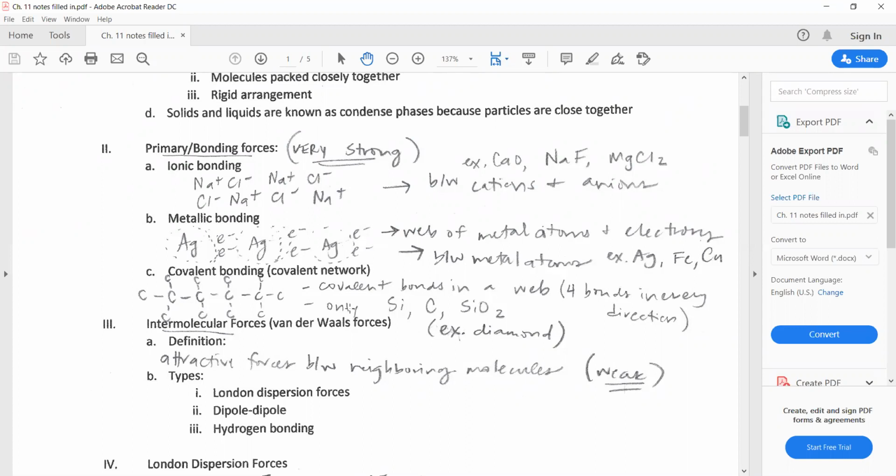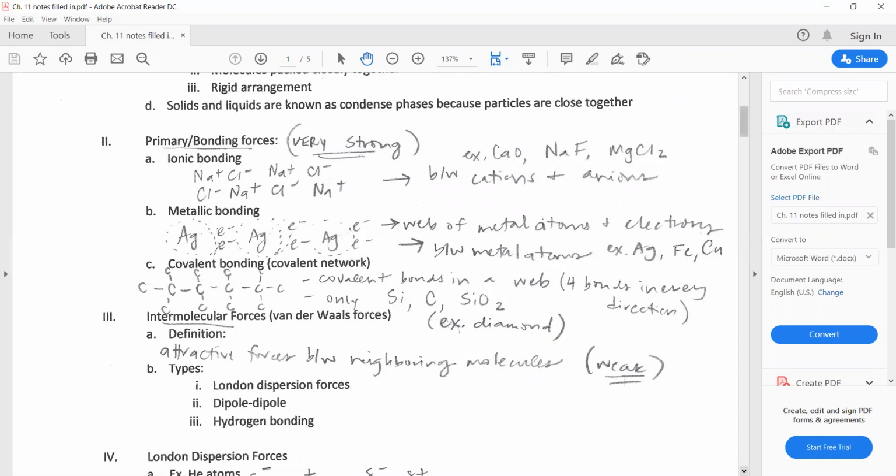So substances with these 3 primary forces are super strong solids. They're very hard to break. They also have very, very high melting points because it's really hard to break these molecules apart from each other.